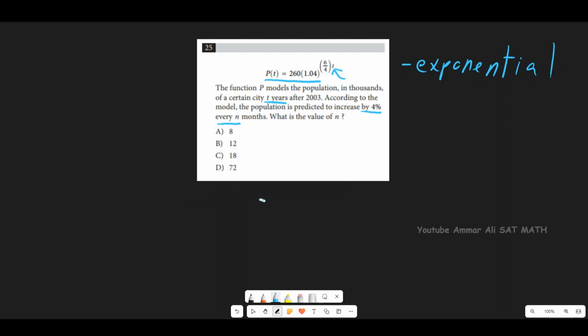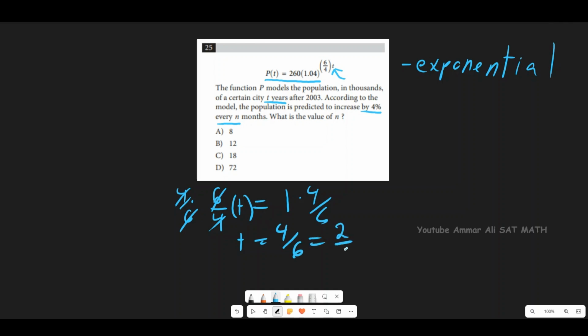So let's just say the exponent is equal to 1, right? Let's just say after one time period, we had some number of months, right? 6/4 times t. That means if we solve for t, basically just multiplying both sides by 4/6, that cancels out, so t is going to be 4/6, or equal to 2/3. Okay, so what does this mean, right?